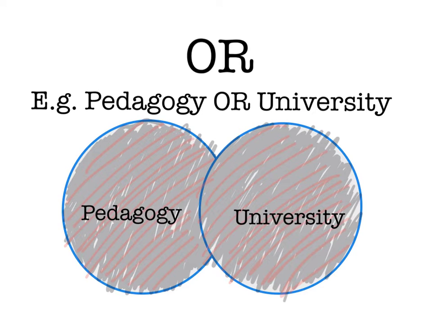The second Boolean operator is the OR operator. As you can see, this operator is not particularly useful for limiting a search, but rather offers flexible inclusion and typically broadens your search results. If you use the OR operator, as shown on the screen, your search will yield results that have the word pedagogy, the word university, as well as both pedagogy and university.